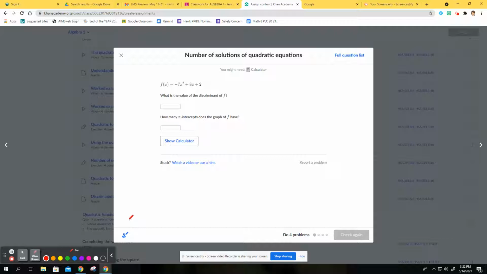So a quick reminder or introduction, the discriminant of a quadratic equation is the part of the quadratic formula that's underneath the square root sign. So it's b squared minus 4ac.